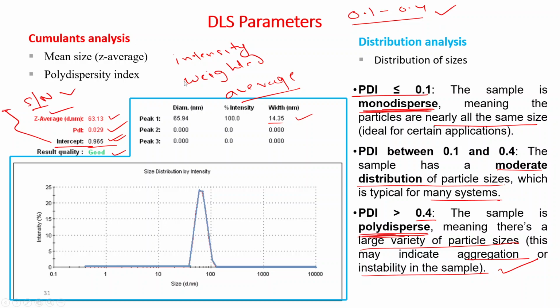So these are the results which are obtained in the Zetasizer. The Zetasizer is an instrument from Malvern, and it gives the hydrodynamic size, polydispersity index, and the zeta potential. And zeta potential we will cover in a while.